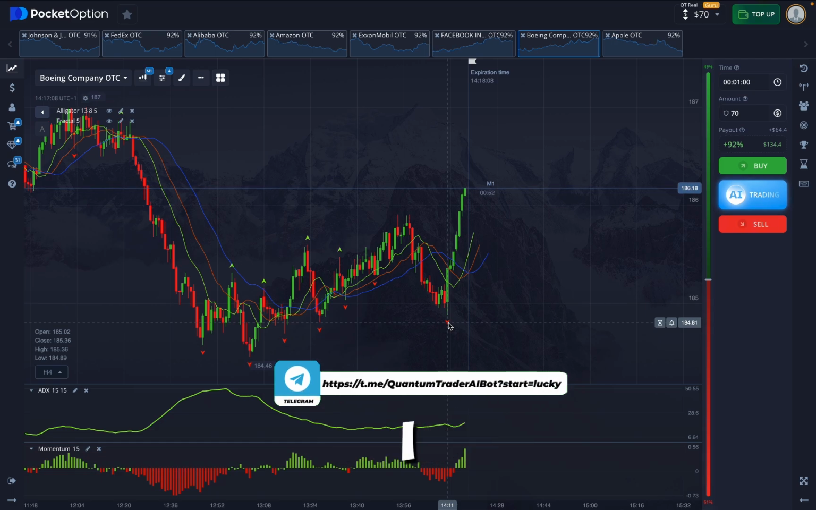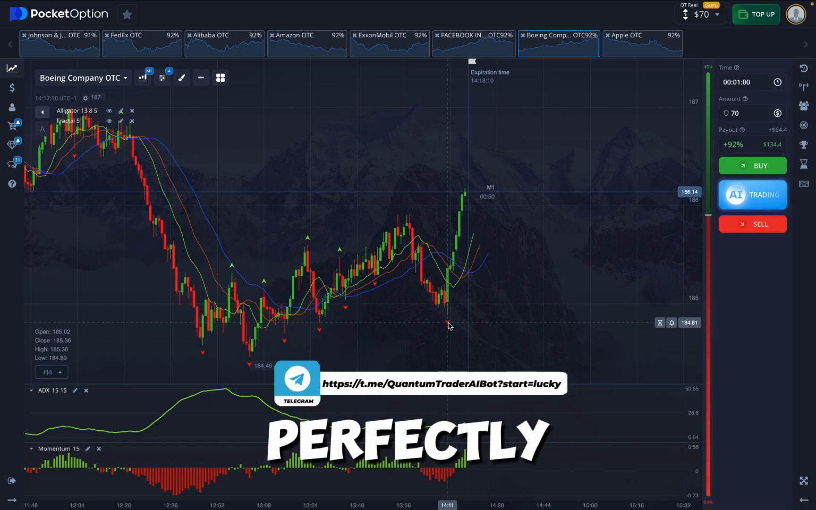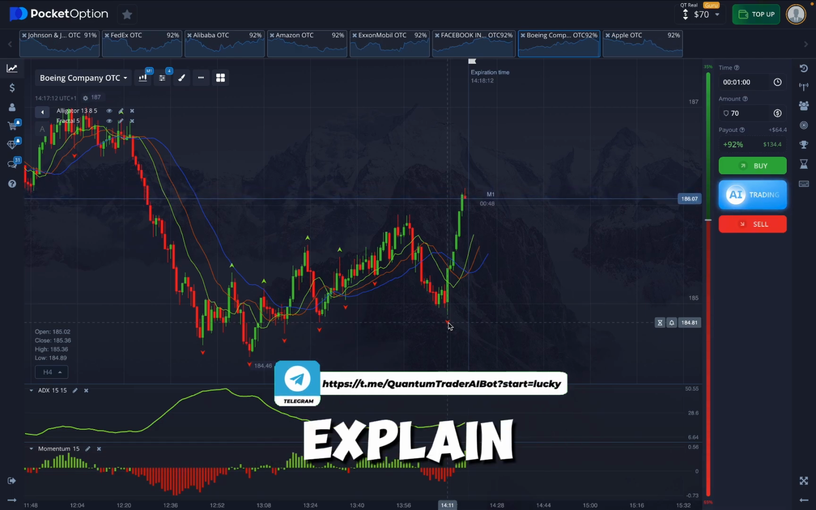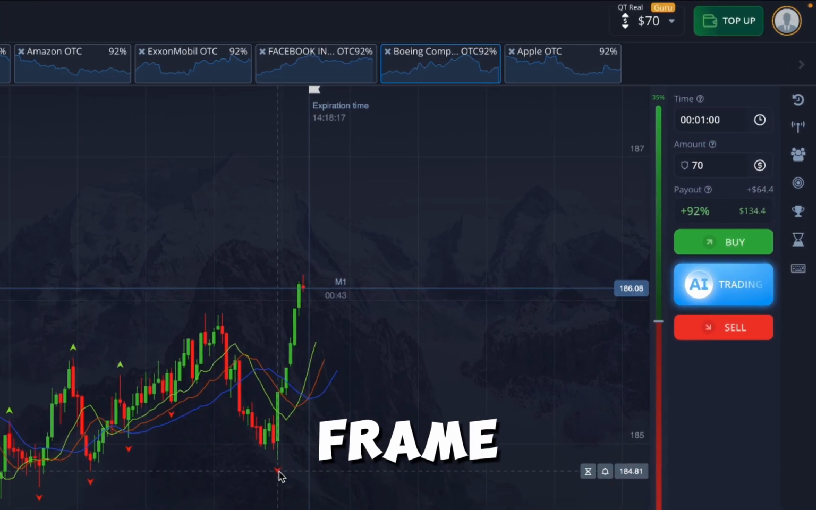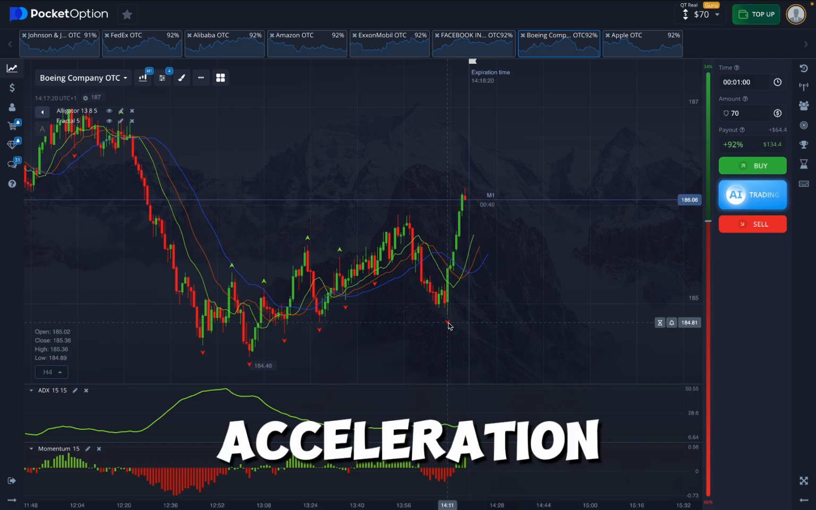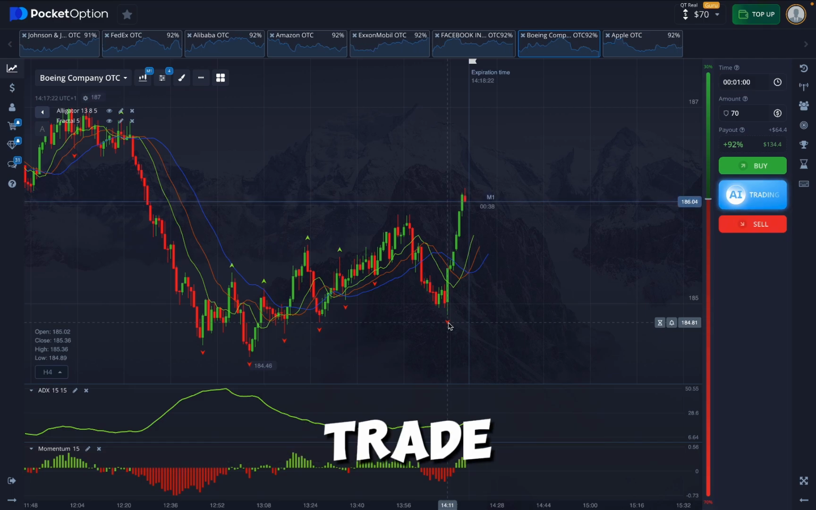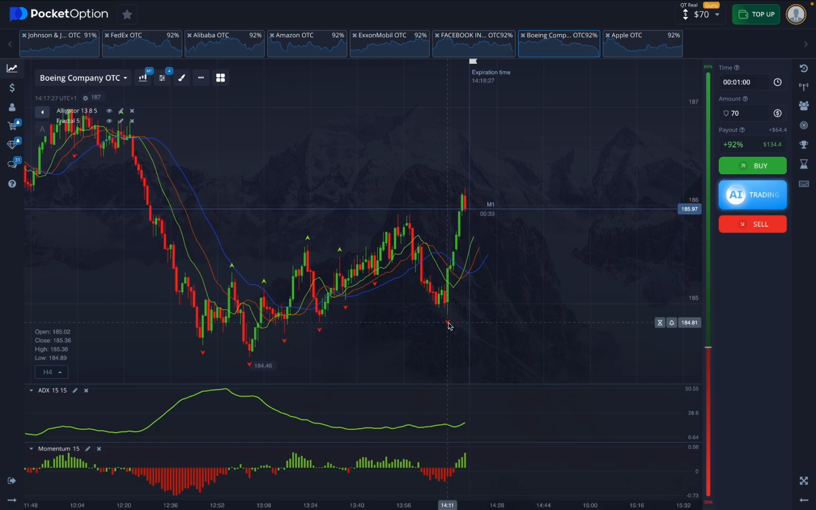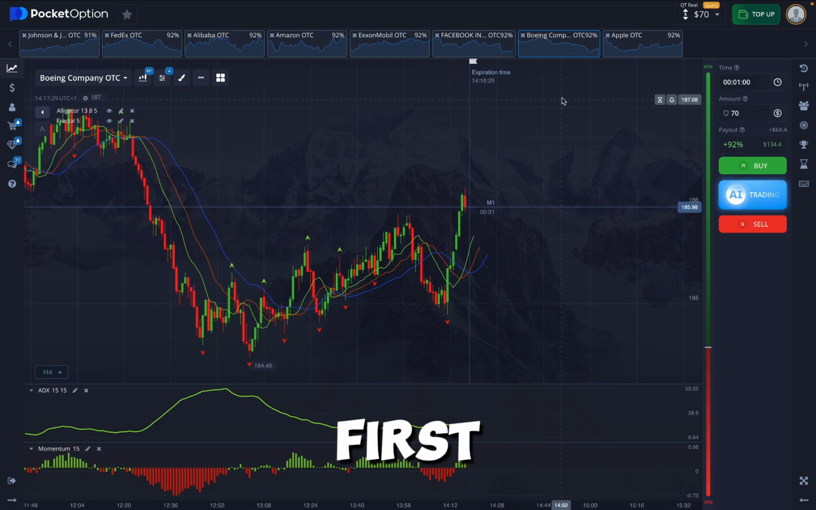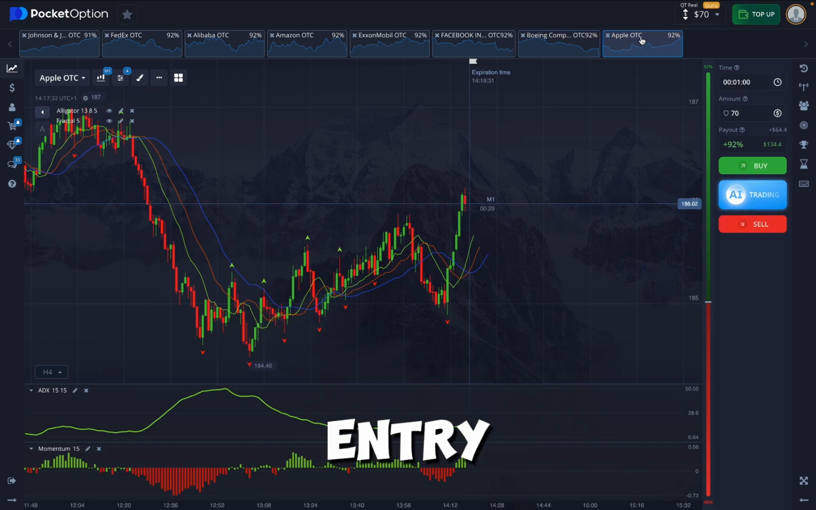As we trade, I think you will understand everything perfectly because I always try to explain every trade in detail. We will trade on the minute time frame. Today we will make a good acceleration of the deposit and the first trade will be opened for the full amount of the balance of $70. Let's start and choose the first asset to find the most optimal entry point.